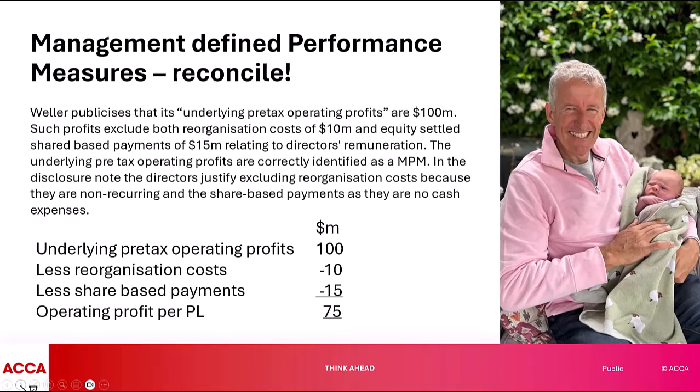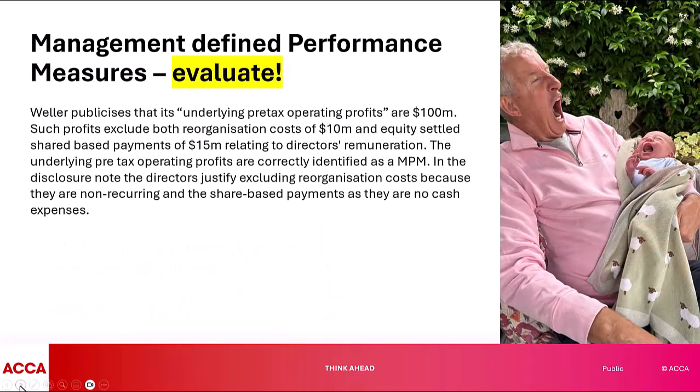Now, I am cynical. I'm old and I'm cynical. Perhaps I should say I'm experienced and I'm cynical. Companies, when they are producing a management-defined performance measure, almost inevitably produce a profit which is higher than the one shown in the P&L itself. That's why they're highlighting it. That's why they're boasting. Yeah? So they are stripping out the reorganisational cost. They're stripping out the share-based payments.